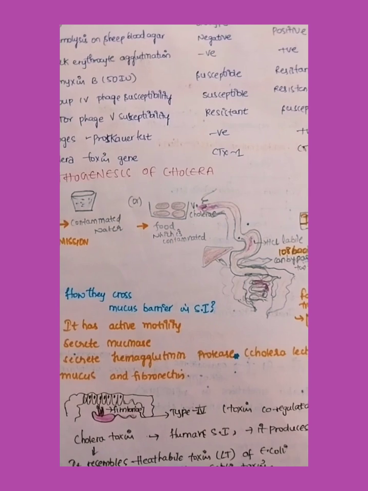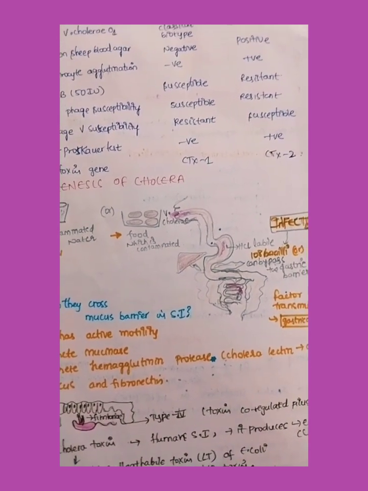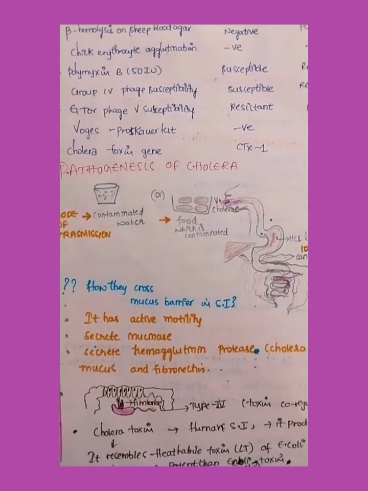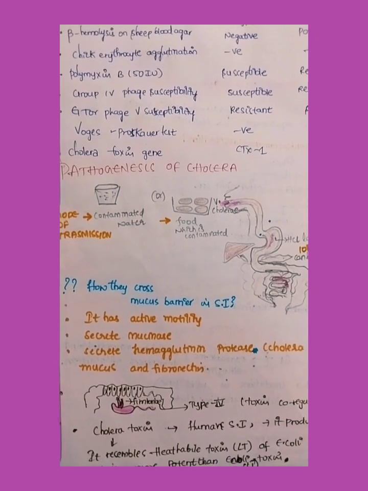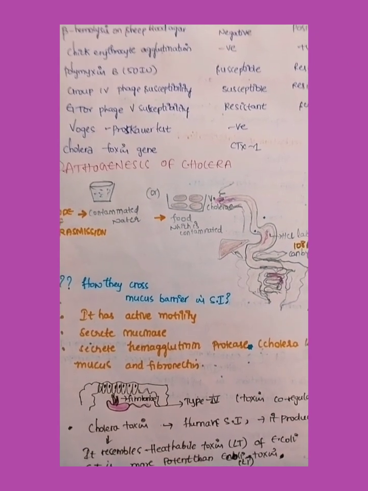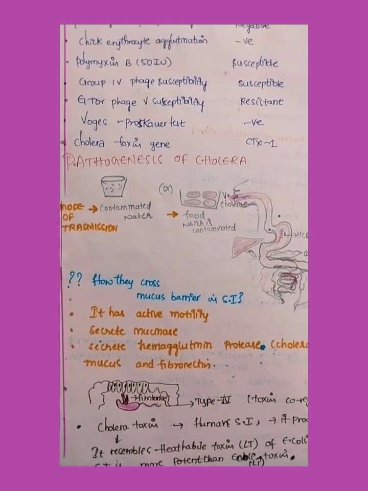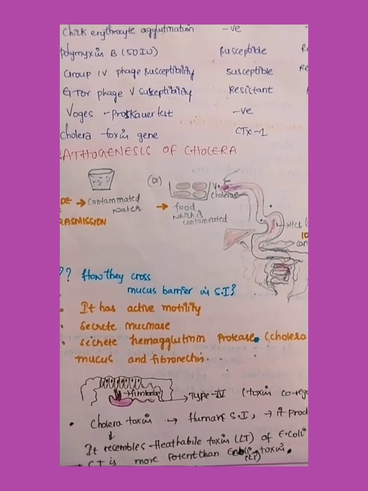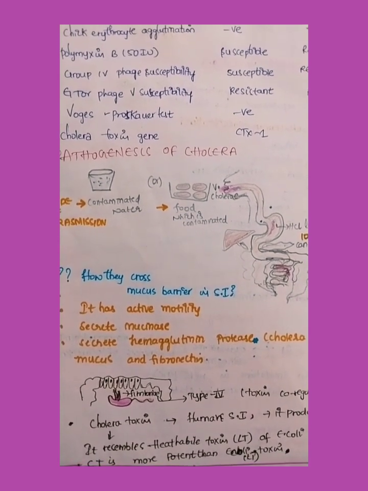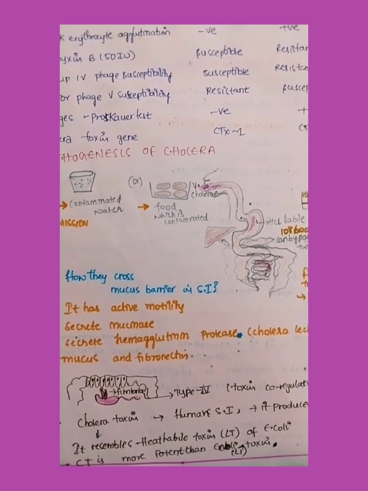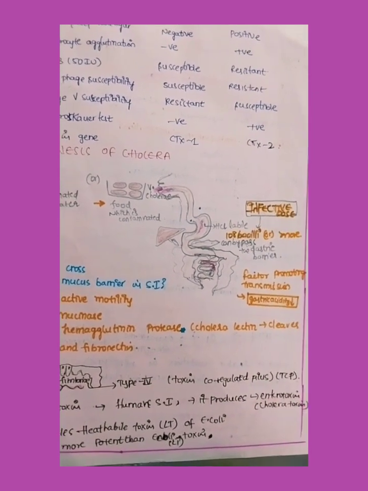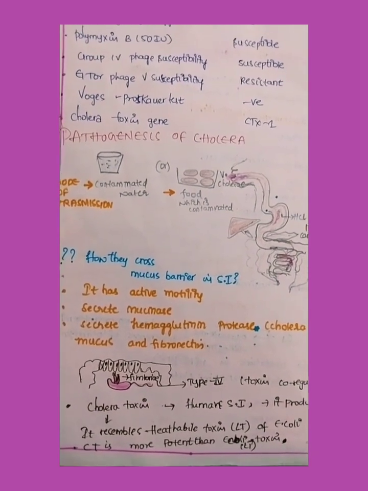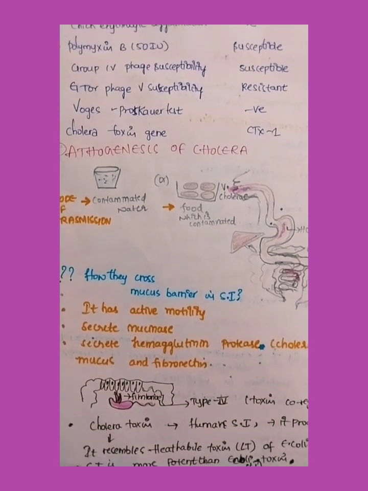In the small intestine, how does it cross the mucus barrier? It has active motility as it has a polar flagellum. It secretes mucinase, which breaks the mucus, and it secretes hemagglutinin protease. Cholera lectin is cleaved by this hemagglutinin protease, and mucus and fibronectin also get cleaved by this hemagglutinin protease.